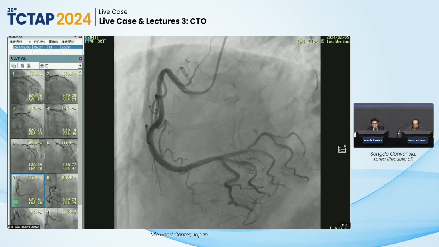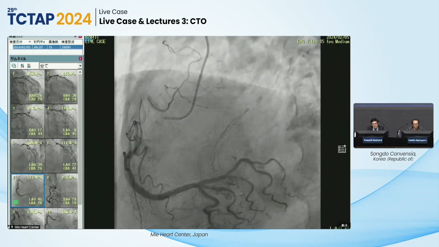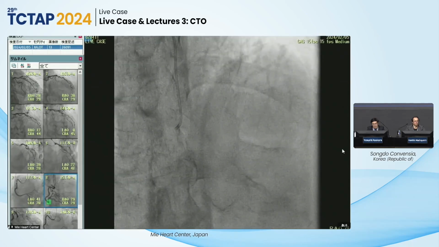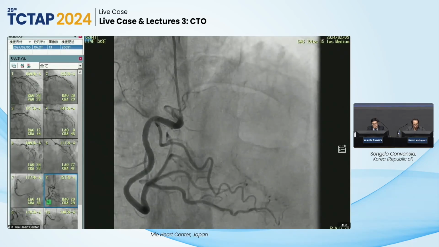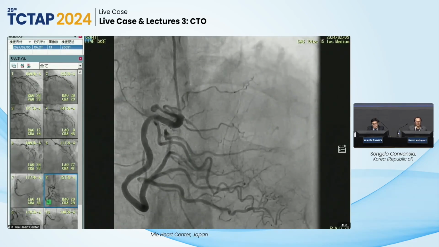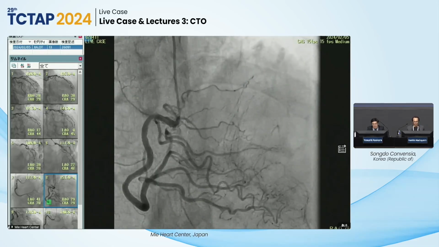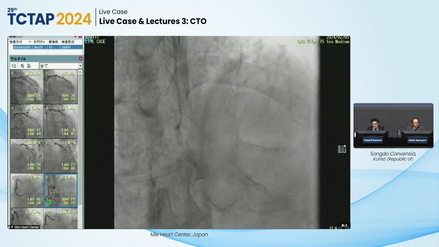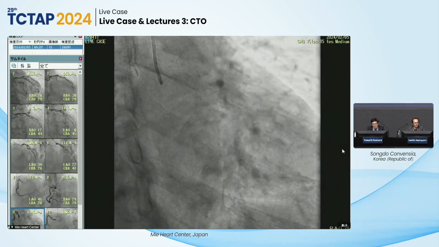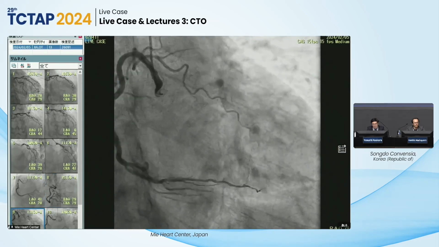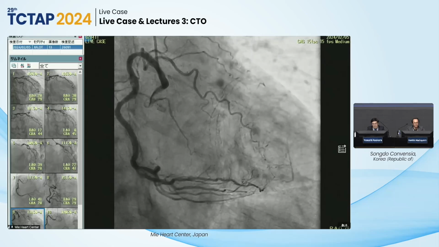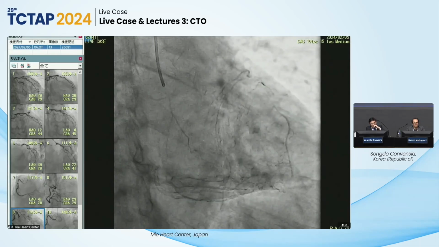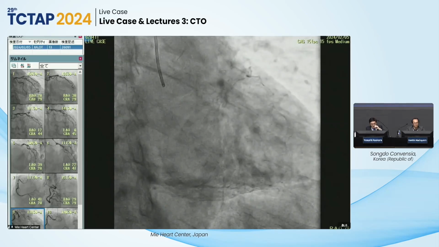In terms of the collateral source, there are some septal channels, and also some collateral from the conus branch, but it's not so clear. This is an AP caudal view. You can see some septal connection to the LAD.